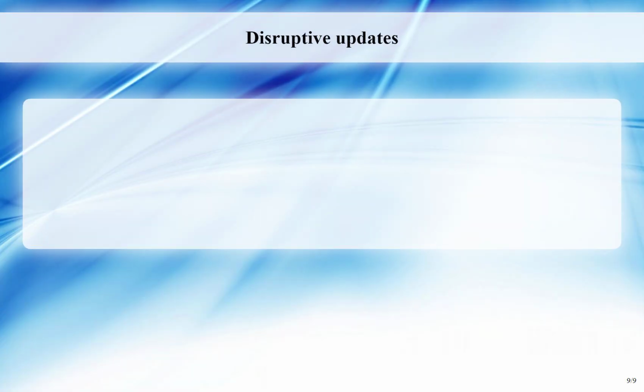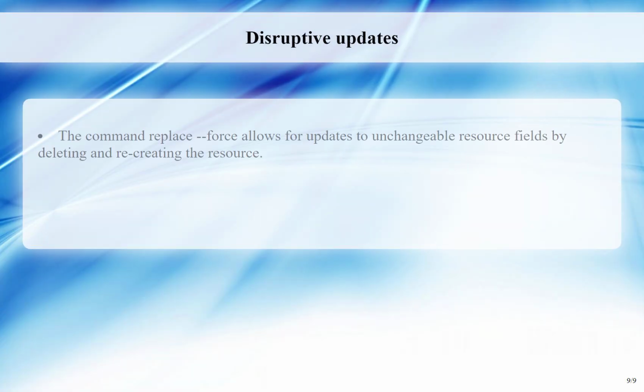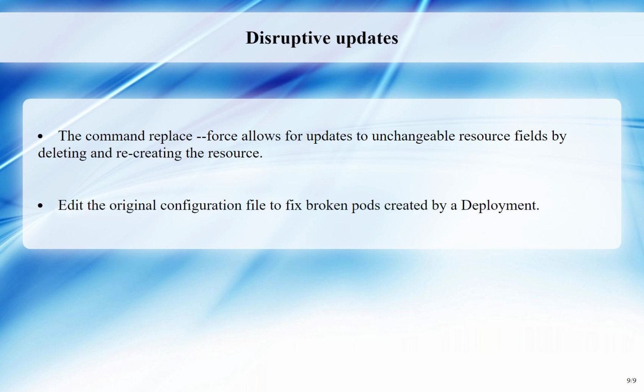Disruptive updates. To update resource fields that cannot be changed once initialized or make immediate recursive changes, you can use the command replace --force. This command deletes and recreates the resource, allowing you to make the necessary modifications. This is useful when fixing broken pods created by a deployment. Simply modify your original configuration file to reflect the changes needed.